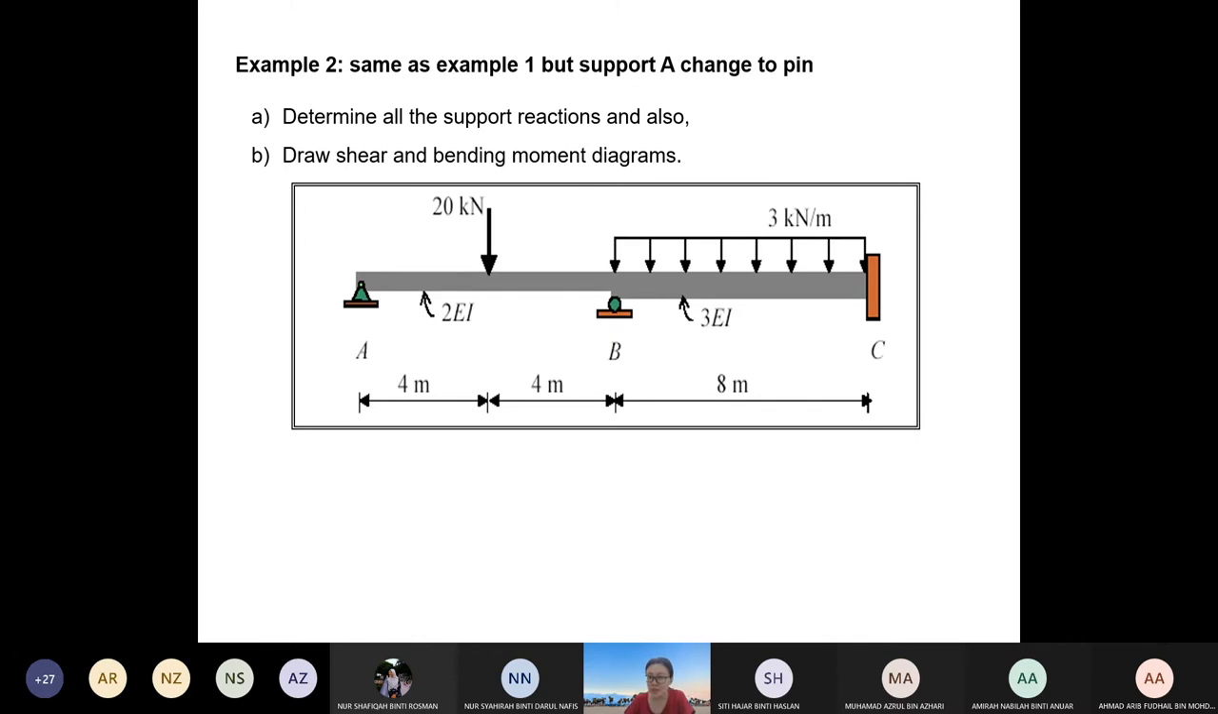Now let's look at what is the difference between this example one and two. The difference is only that support A has changed to pin. So now for member AB, or KBA, we need to use 3EI over L, and we have remained 4EI over L for member BC. Be careful if there is different EI, so you need to substitute this in the equation. So the difference is here. First of all, the member stiffness factor has changed.